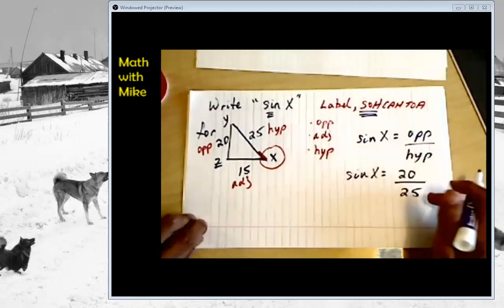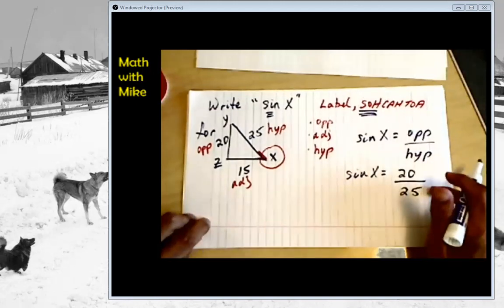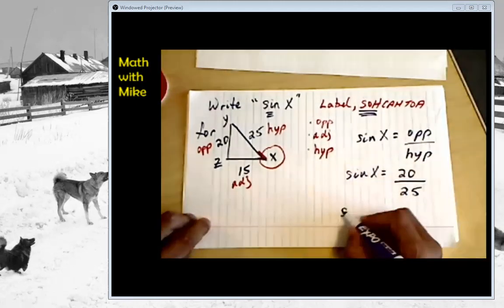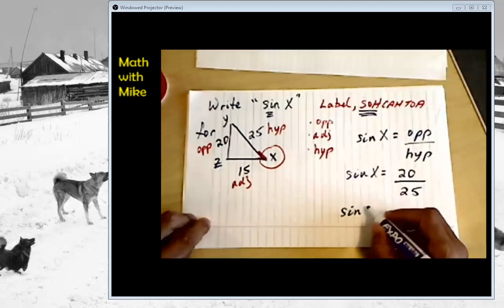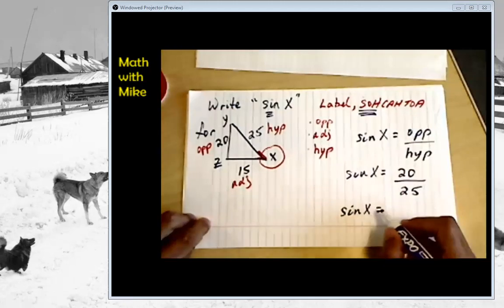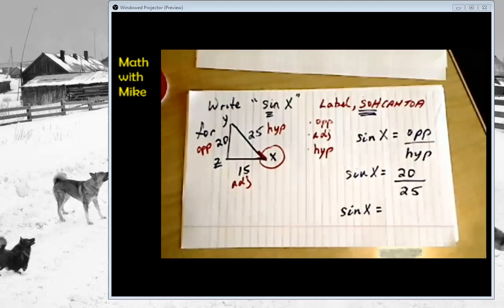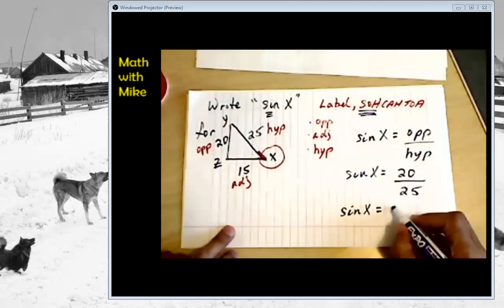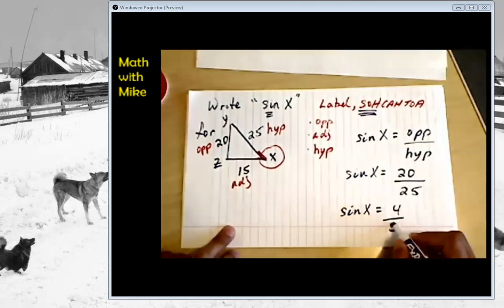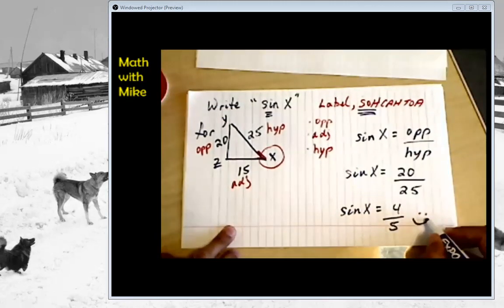Simplify this if possible, right? What number goes into both of those? Yeah, 5 goes into both. Good work. And so what are we left with? 4/5 finishes our good work for this question there.